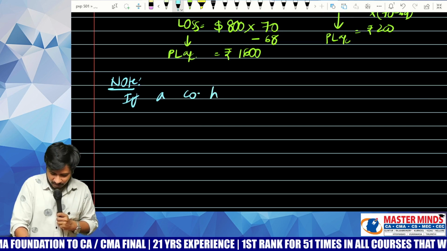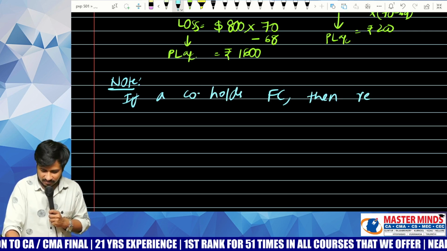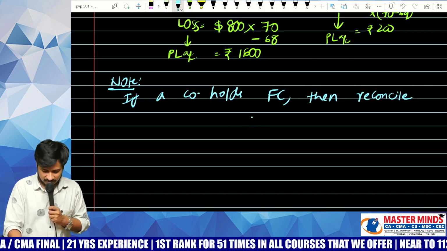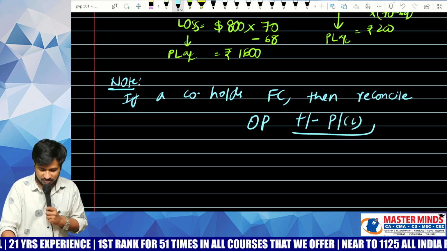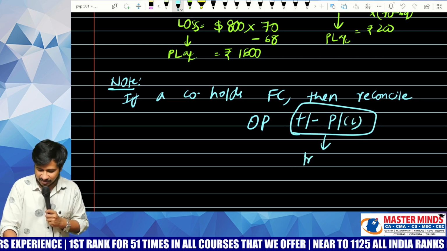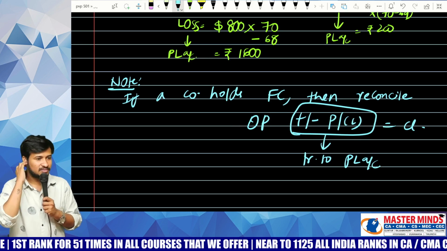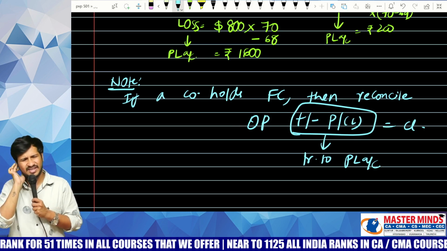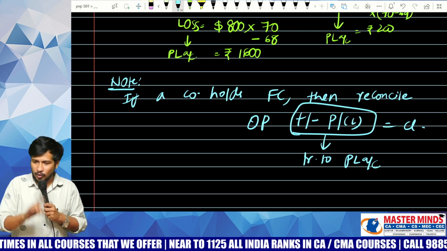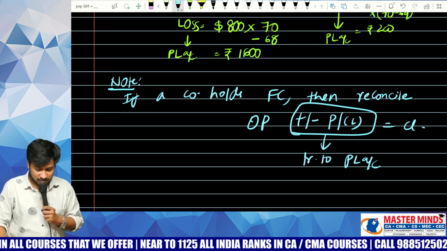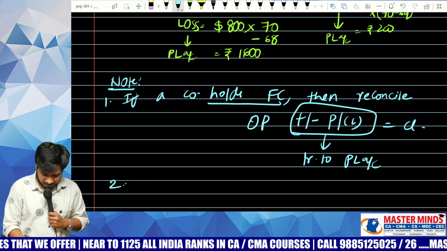If a company holds foreign currency, then reconcile opening plus or minus profit or loss. This will be transferred to P&L account. Will be giving you the closing. Hey, respond, correct or wrong. Opening plus profit is equal to closing. Opening minus loss is equal to closing. If you hold foreign currency. Point number 1. Point number 2.